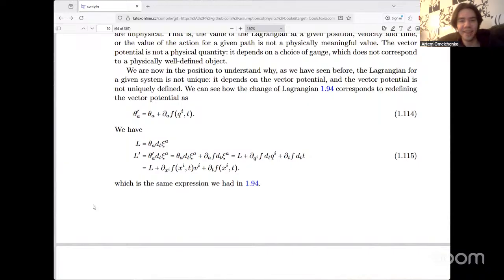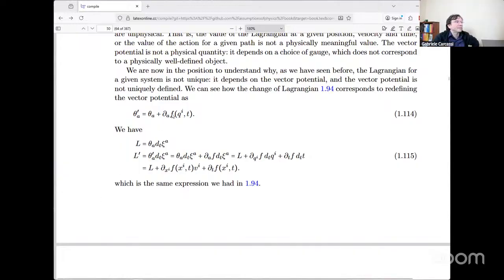Yeah. Okay. We are now in the position to understand why, as we have seen before, the Lagrangian for a given system is not unique. It depends on the vector potential, and the vector potential is not uniquely defined. We can see how the change of Lagrangian corresponds to redefining the vector potential, as we just add an arbitrary partial derivative to our Lagrangian.